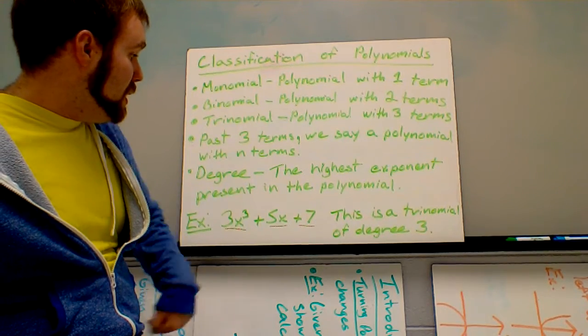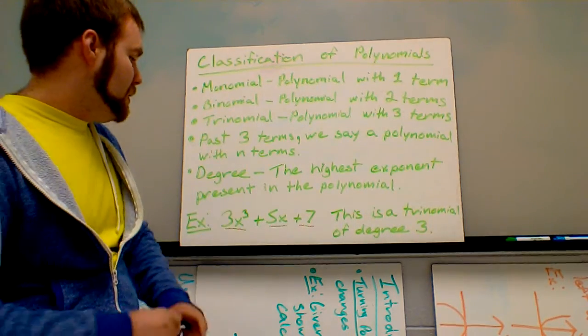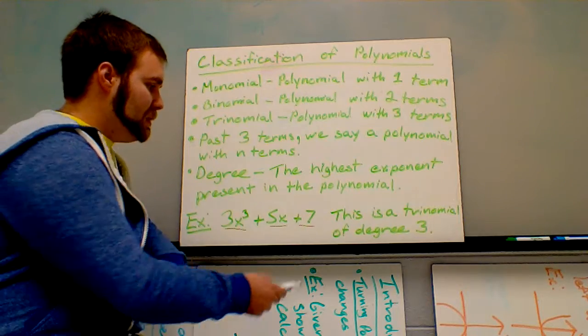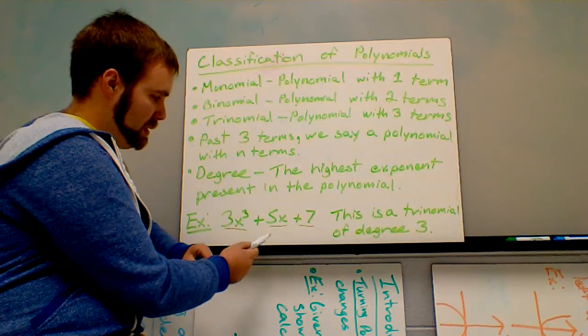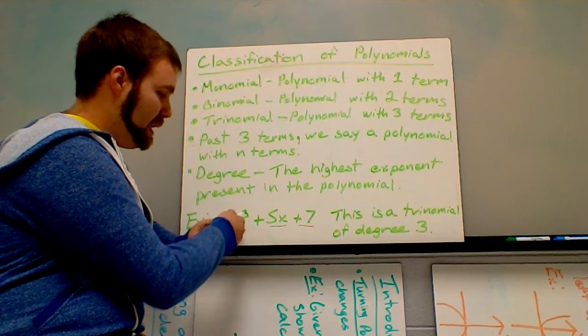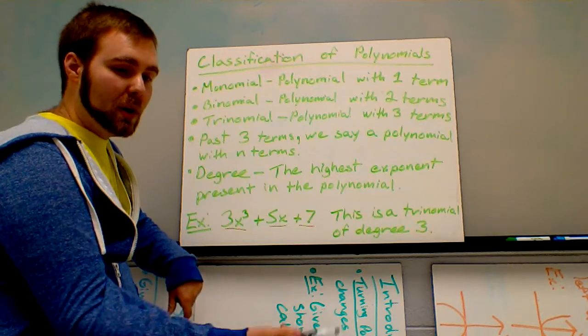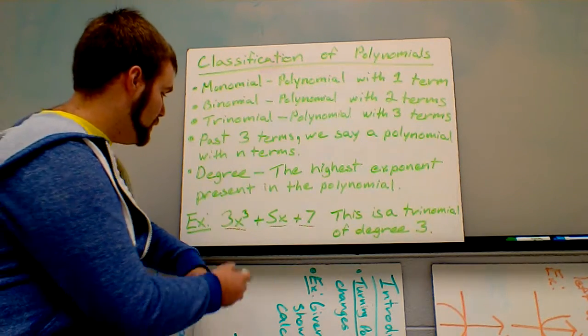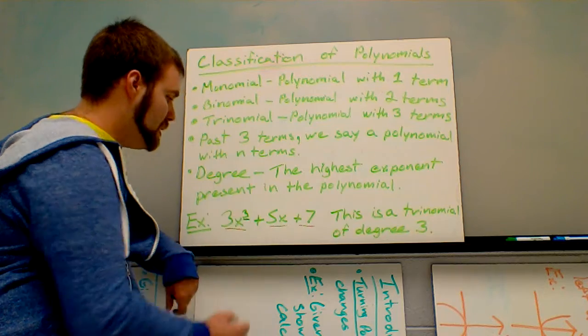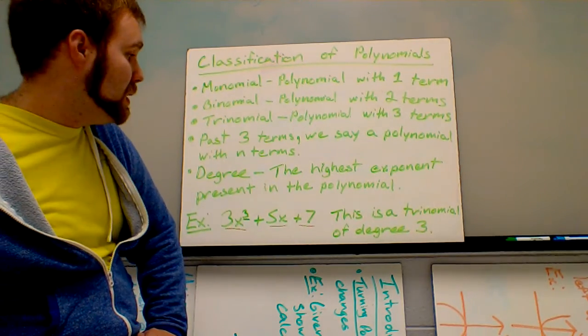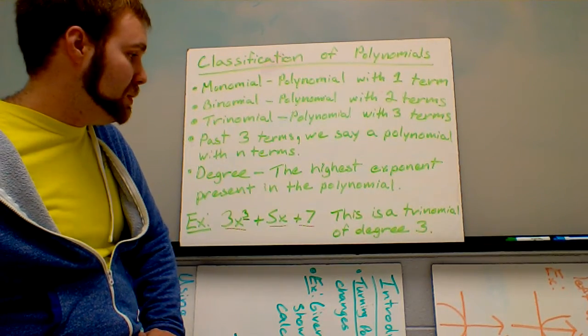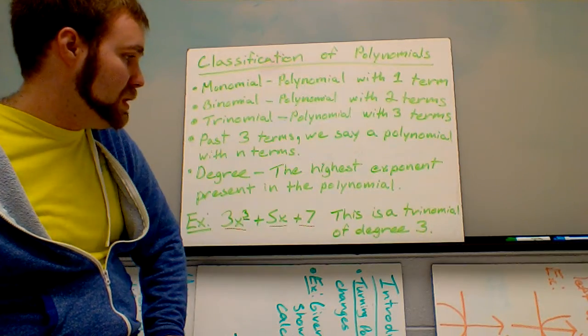So our degree here is the other thing we need to look at. I have something that doesn't have an x with it. I have an x here, and then I have an x cubed. So we're going off of our highest exponent value. So in this case, that's 3. So the degree of this polynomial is just degree 3. Okay?